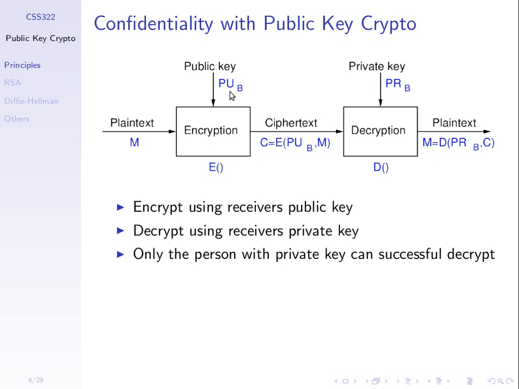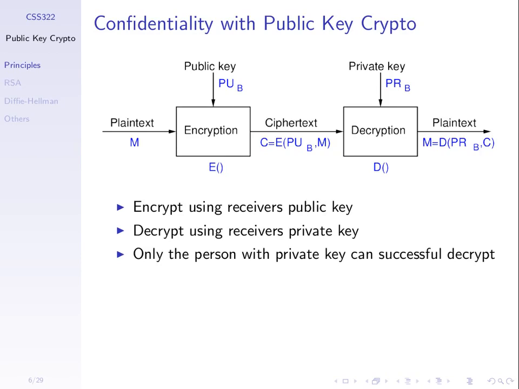And we use the public key of the destination. I want to send a message to B, so I use B's public key to encrypt that message. So I use some encryption algorithm, and I obtain some ciphertext. The ciphertext C is obtained by encrypting the message M using the key PUB. So encrypt a message with a key, and that key is the destination's public key.